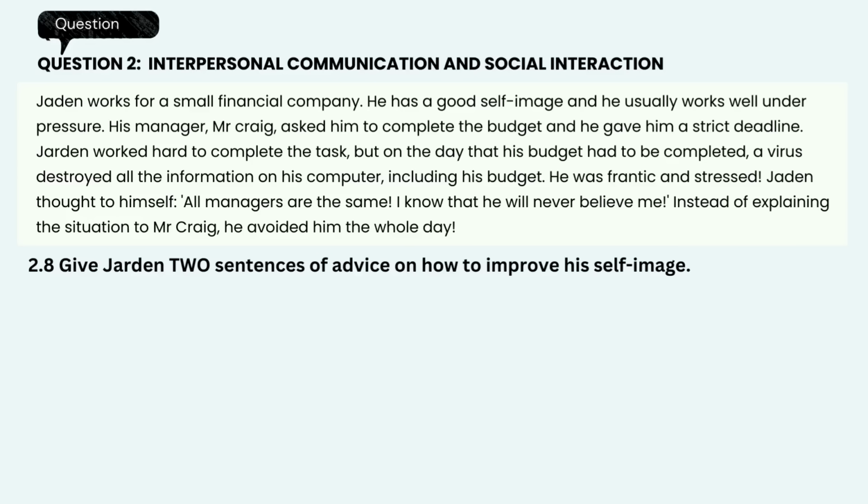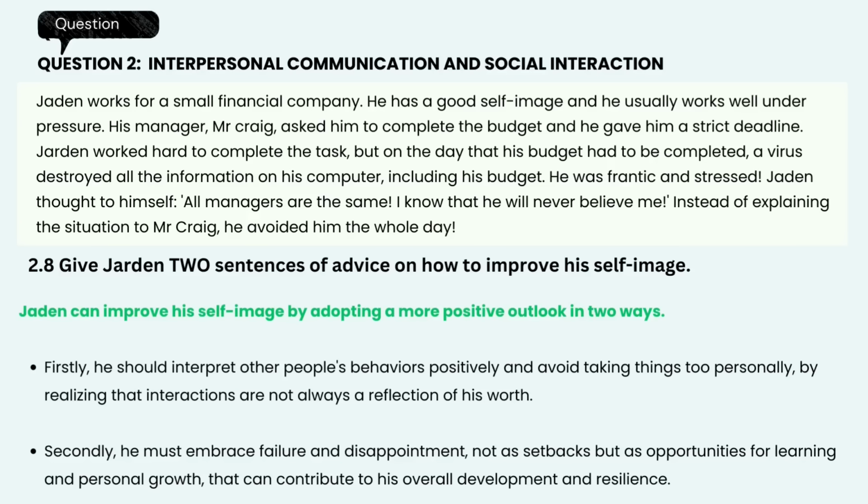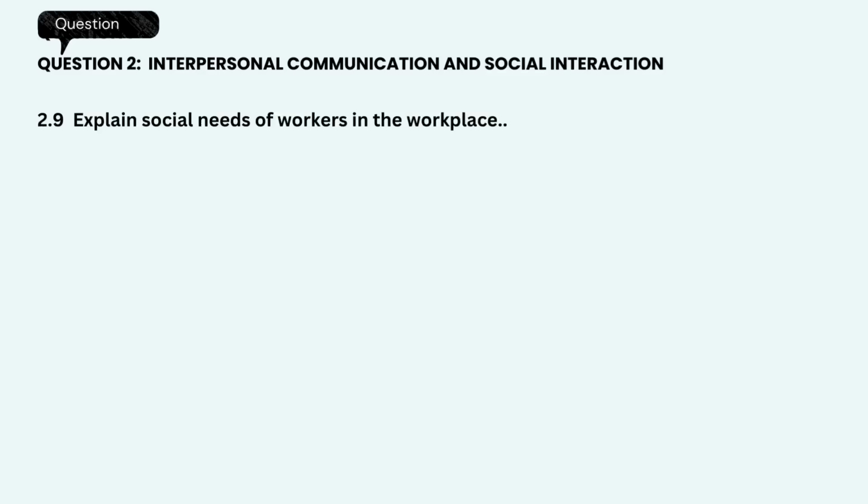Question. Give Jardine 2 sentences of advice on how to improve his self-image. Jardine can improve his self-image by adopting a more positive outlook in 2 ways. Firstly, he should interpret other people's behaviors positively and avoid taking things too personally, by realizing that interactions are not always a reflection of his worth. Secondly, he must embrace failure and disappointment, not as setbacks, but as opportunities for learning and personal growth that can contribute to his overall development and resilience.